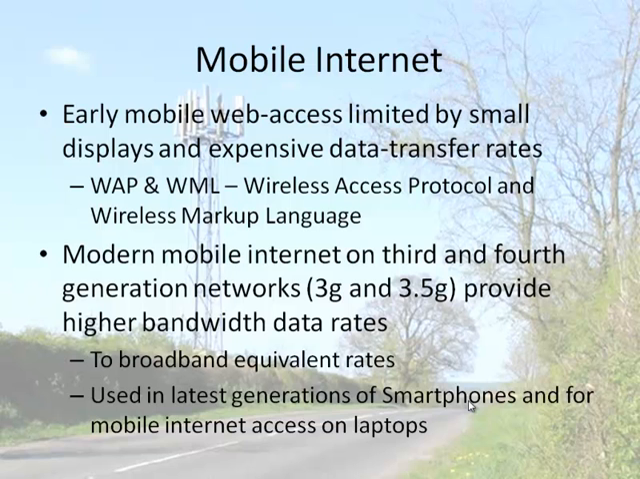Modern mobile internet and third and fourth generation networks, 3G, 3.5G and 4G, which is coming through just now, provide much higher bandwidth and data rates, up to broadband equivalent rates. These are used in things like the iPhone and Android phones and all the latest generations of smartphones, and also used for mobile internet access on laptops and on tablets.